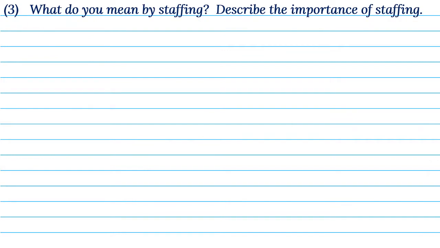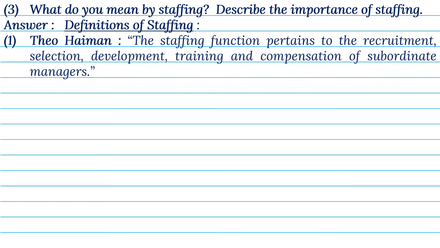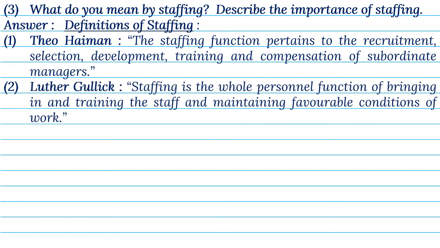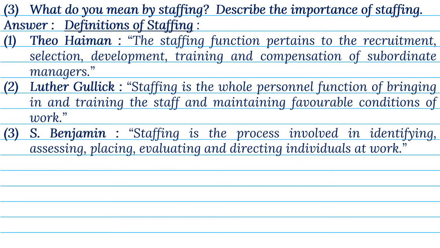3. What do you mean by staffing? Describe the importance of staffing. Answer. Definitions of staffing. 1. According to Theo Haimann, the staffing function pertains to the recruitment, selection, development, training, and compensation of subordinate managers. 2. According to Luther Gulick, staffing is the whole personnel function of bringing in and training the staff and maintaining favorable conditions of work. 3. According to S. Benjamin, staffing is the process involved in identifying, assessing, placing, evaluating, and directing individuals at work.